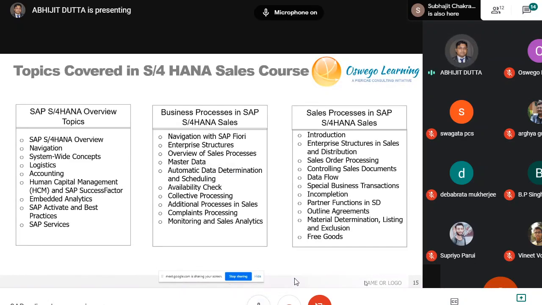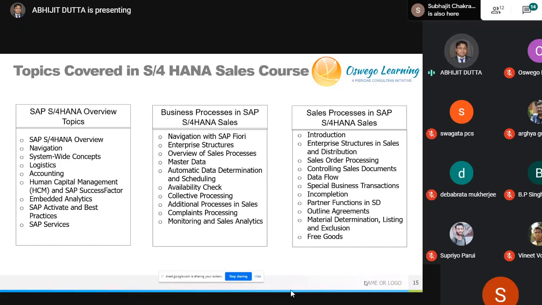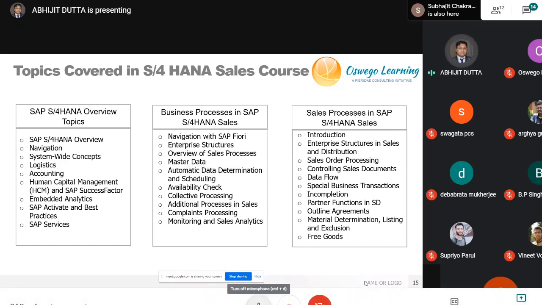So for any project they have some methodology to run the show, to implement the SAP implementation. They have a methodology which is called the SAP Activate methodology, and there are sales document, data flow, business transaction, incompletion, partner function. All those are some terminology within the business.